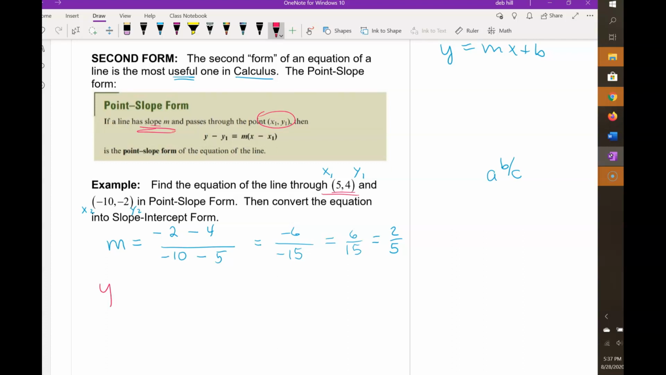So I'm going to do y minus the y coordinate of the given point, equals, then I put the m in the formula, and I found that m was 2/5, and then I'm going to have x minus the x coordinate of that given point, which is 5. So this is the point slope form of the equation of a line, and you're done. If you were doing a calculus problem that asks you for the equation of the line, you can stop here.